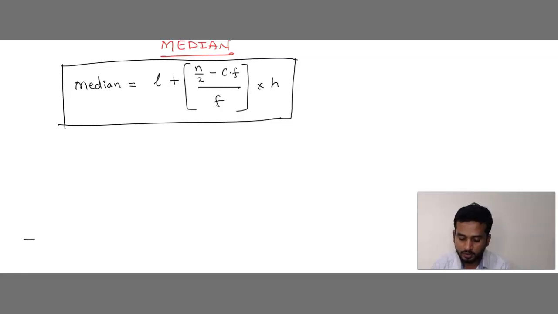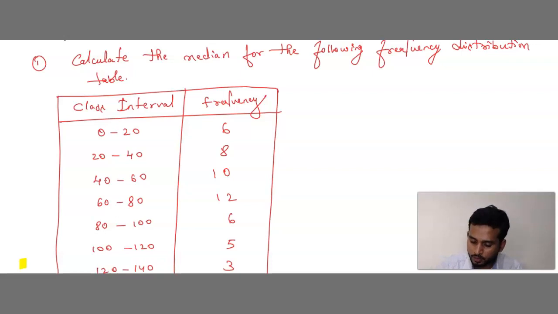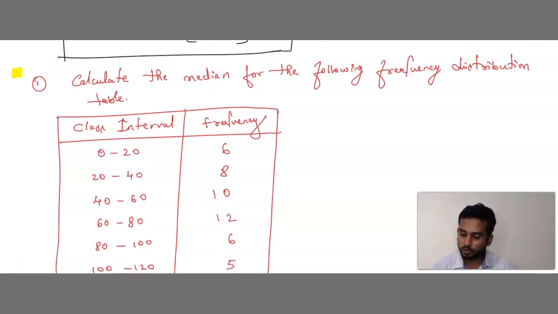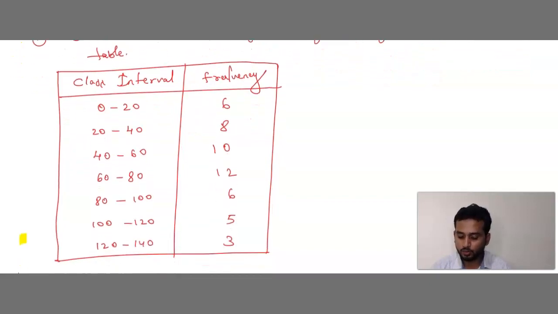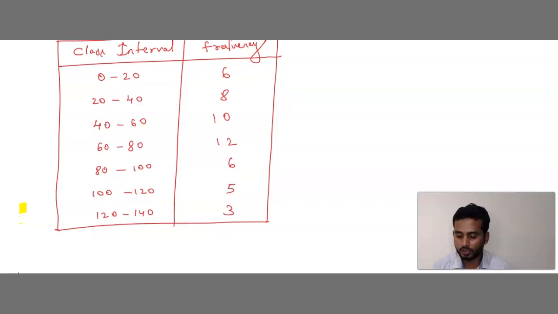To find median, let us start solving one problem. Yes, children, we can observe here in this problem, he is asking: calculate the median for the following frequency distribution table, and he has given the class interval and frequency. The class intervals are 0 to 20, 20 to 40, 40 to 60, 60 to 80, 80 to 100, 100 to 120 and 120 to 140, and the frequencies are 6, 8, 10, 12, 6, 5, 3.